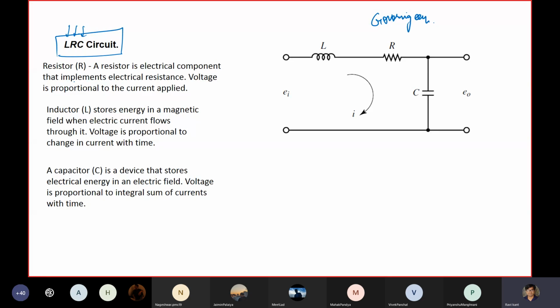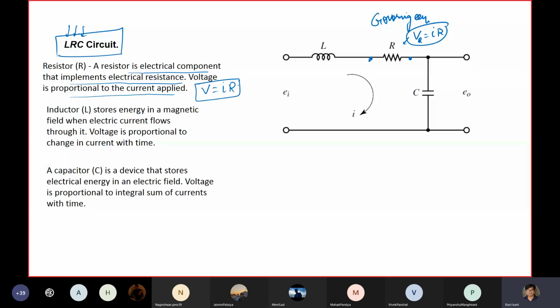The resistor is an electrical component that implements electrical resistance. Voltage is proportional to the current applied. So from here to here, the voltage drop I will write as V through the resistor is equal to I times R. That's it. So V is equal to IR.